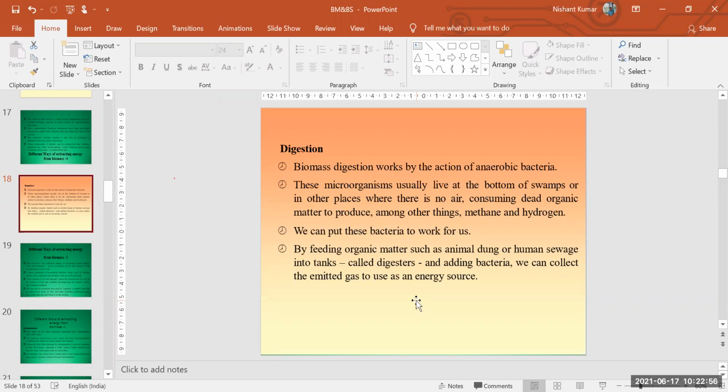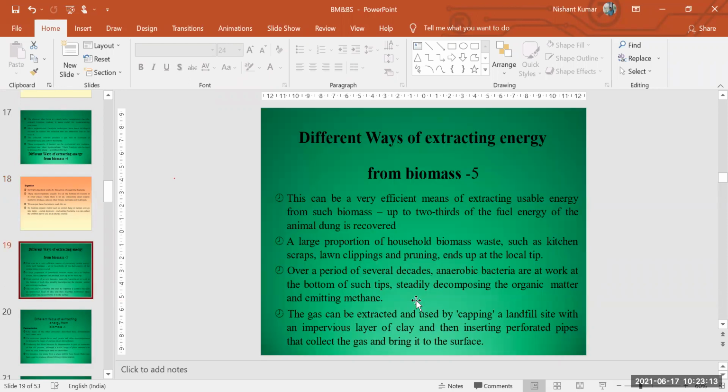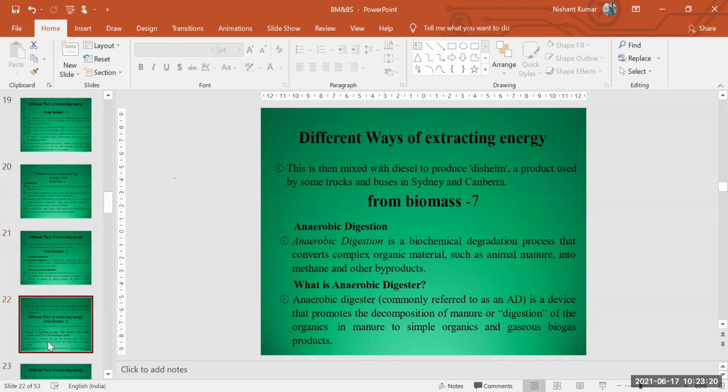By feeding organic matter such as animal dung or human sewage into tanks called digesters and adding bacteria, we can collect the emitted gas to use as an energy source. We can see a certain picture in this. First, let us complete this segment, and then we could go and see.